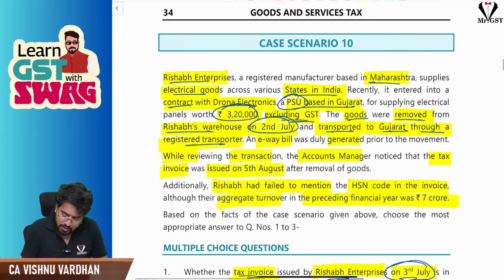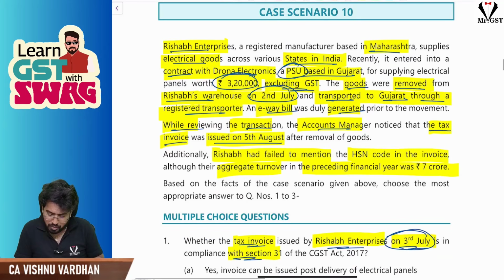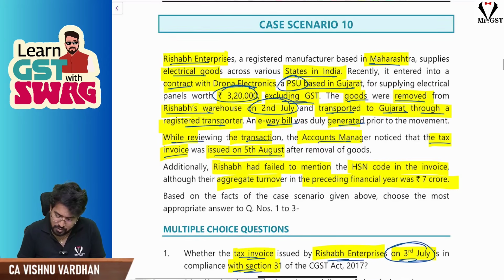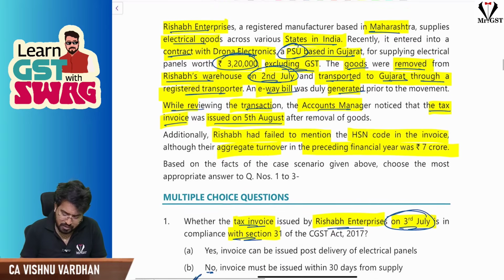Next, e-way bill generated, all that fine. While reviewing the transaction, accounts manager noticed the tax invoice was issued on 5th August after removal of goods. No problem. We have answered that question regarding that. He has not issued it on or before removal. Removal is happening on 2nd July. Yes, we are done with that.